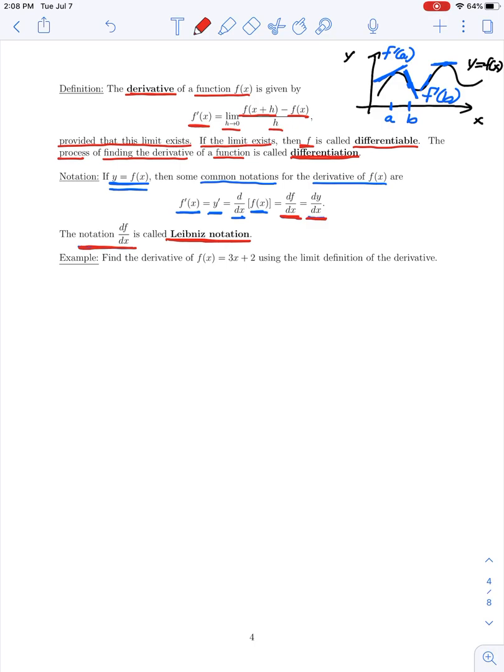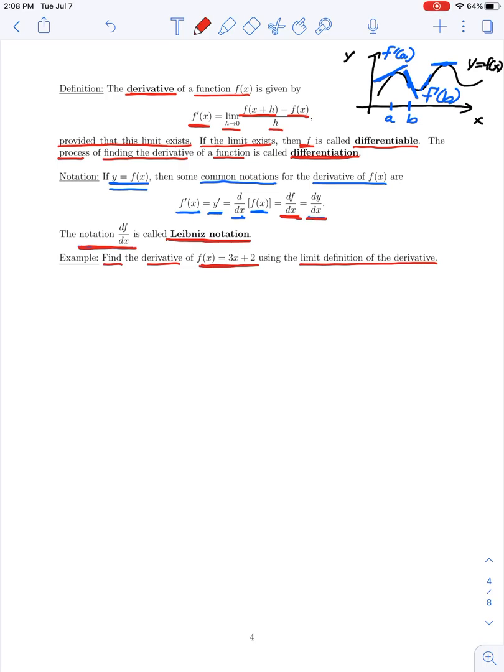So let's look at some examples. Now that we've defined formally the derivative as a function, let's look at some examples where we're finding the derivative. So in this first example, we are asked to find the derivative of f of x is equal to 3x plus 2 using the limit definition of the derivative.